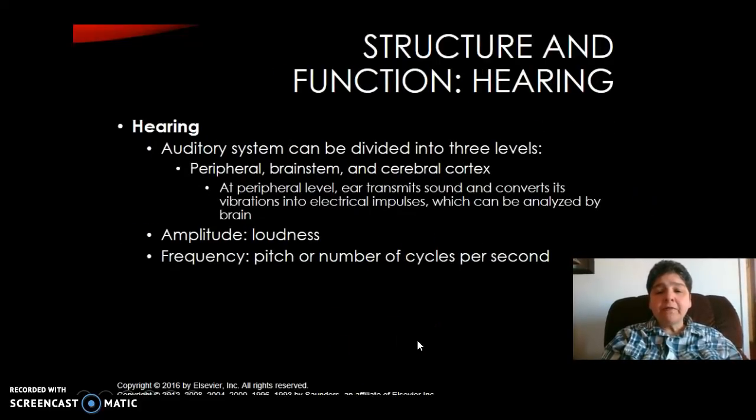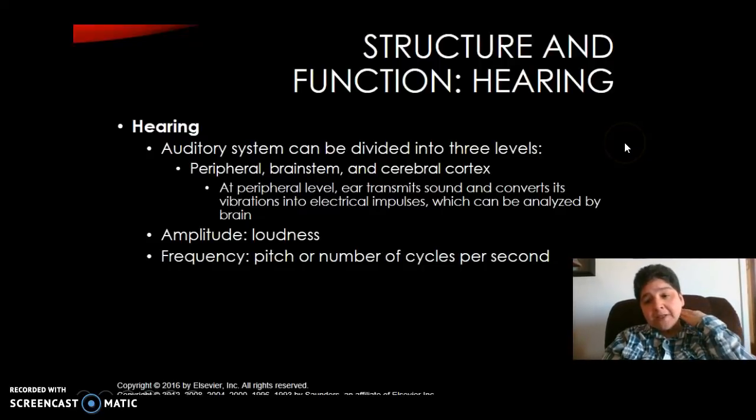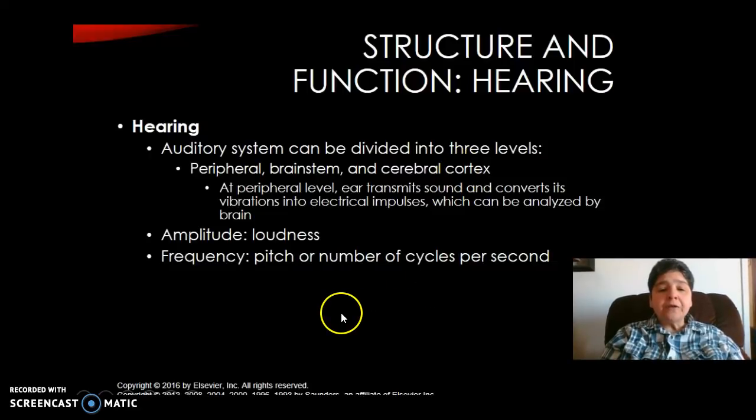So hearing, as one of the functions, the auditory system can be divided into three levels. We have the peripheral level, the brainstem, and then the cerebral cortex. At each level, different things happen. At the peripheral level, the ear transmits the sound and converts its vibrations into electrical impulses, which then are analyzed by the brain. So peripherally, the ear picks up those sounds and transmits them through to the brainstem, which carries it to the cerebral cortex, which analyzes it.